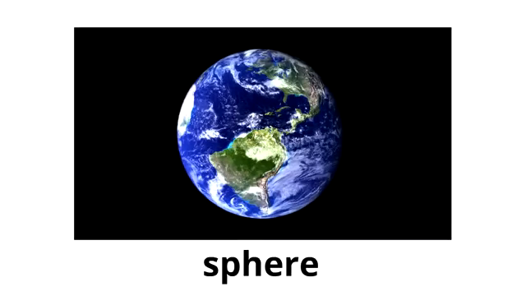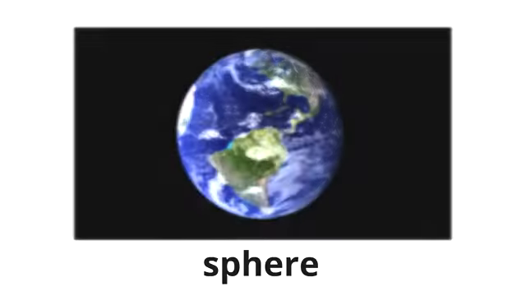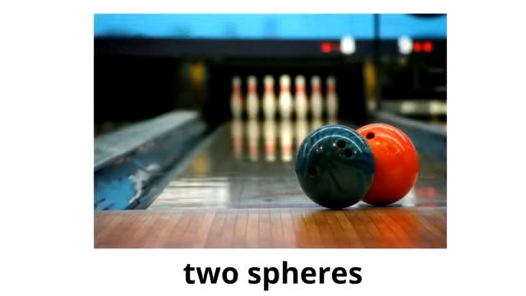You know this sphere. Yes, it's the Earth. It's where we live. Our planet is a sphere. How cool is that? Our own planet is a sphere, perfectly round. In this picture, we have two spheres. Can you spot them? Yeah, the two spheres are the two bowling balls. Perfect round spheres. Spheres are all around us.